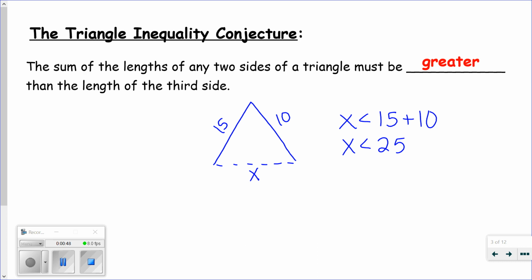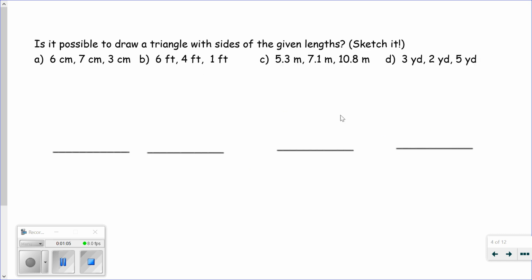If x is greater than 25, what happens then is we try to create that third side, but we get something like this. Okay, so we can't have a triangle where the third side is bigger than the sum of the other two. So knowing that, is it possible to have a triangle with these side lengths? So if I have 6 centimeters, 7 centimeters, and 3 centimeters, we have to take all the possible combinations, because remember it said the length of any two sides.